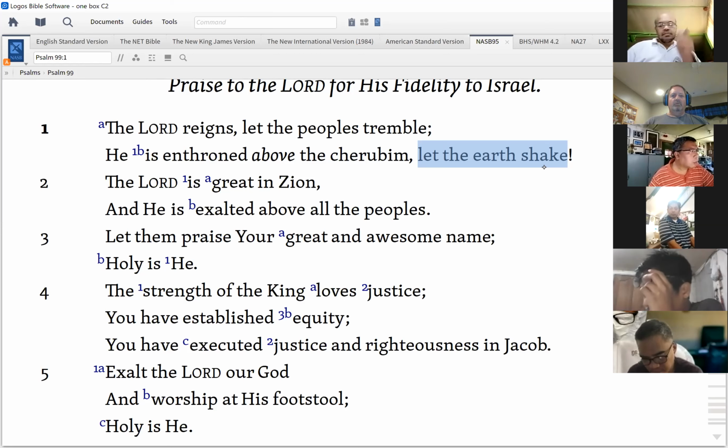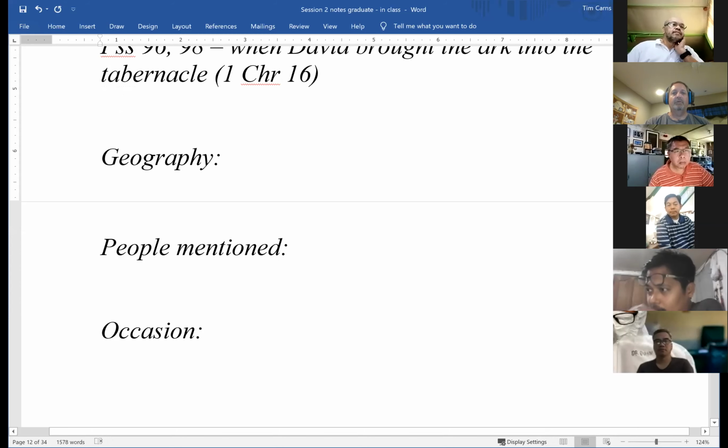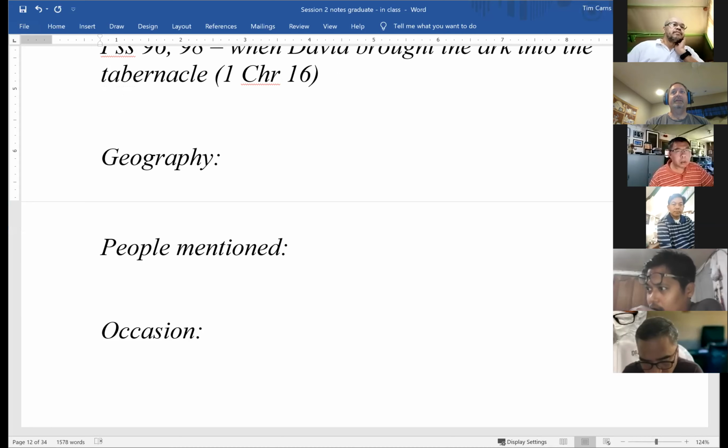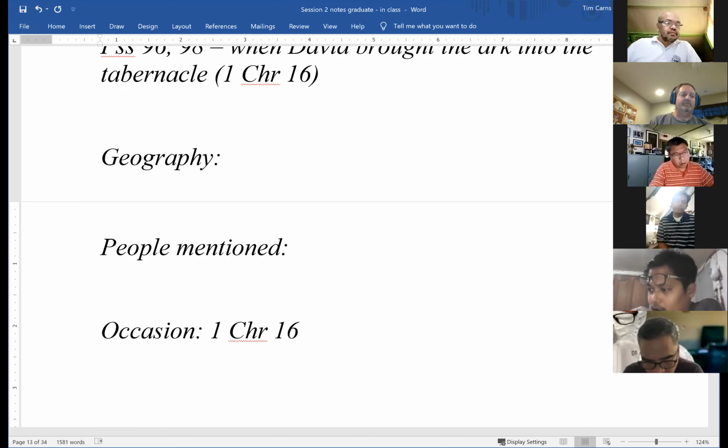So why does this matter? What is the importance here? Well, going back to our slide here, notice one of the things we are looking for is the occasion for the psalm. All right? It really helps us if we can identify the background that prompted this psalm to be written. And here, if we could just skip ahead to the occasion, I think the occasion is strongly linked to the events of First Chronicles 16.